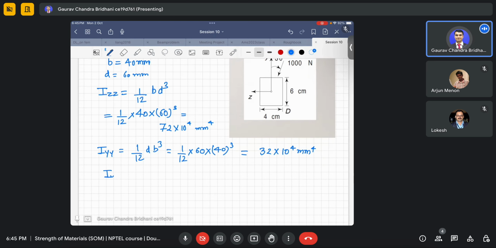And as you know, IYZ will be 0. It's a symmetrical section, no? So for a symmetrical section, the integral of YZ dA will be 0.